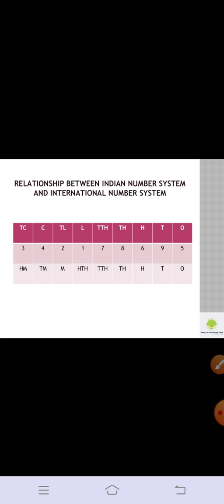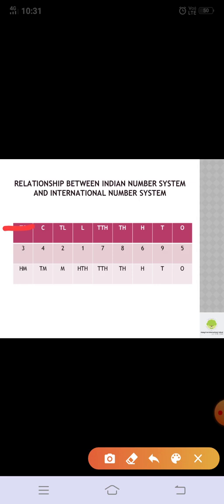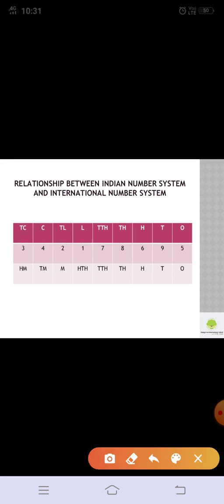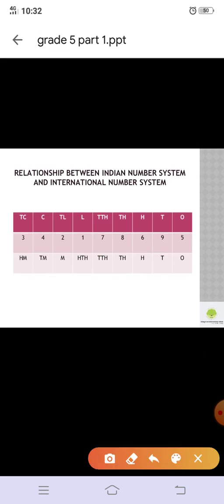See the chart, children. This is the Indian number system. This is the international number system. Here the ones periods are the same in both the Indian and international number systems. How do we read? 695, right? Similarly, up to 10,000 everything is the same in both systems.